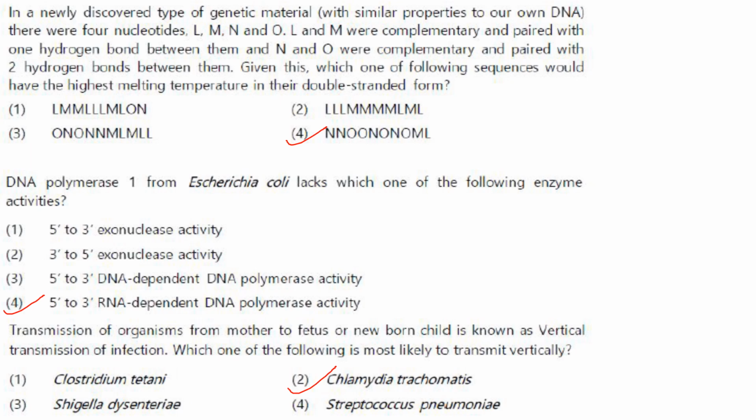Transmission of organism from mother to fetus or newborn child is known as vertical transmission of infection. Which one of the following is the most likely to transmit vertically? It is Chlamydia trachomatis. Answer is option 2.